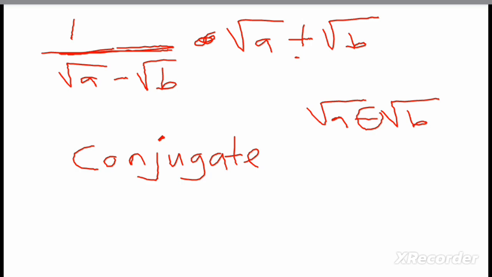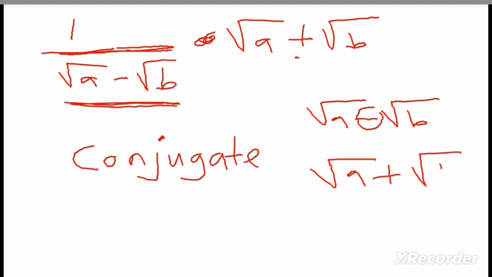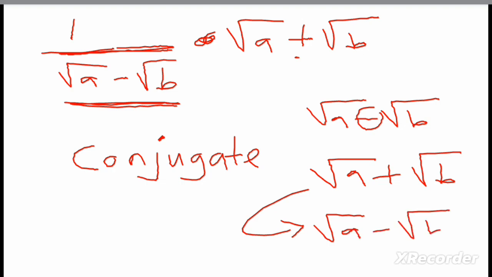So if this denominator had the square root of a plus the square root of b, then the conjugate will be what? The square root of a minus the square root of b. So what is changing is just the what? The sign, guys. Just the sign. I'm emphasizing. Okay. So I'm using root a and b just for emphasis.